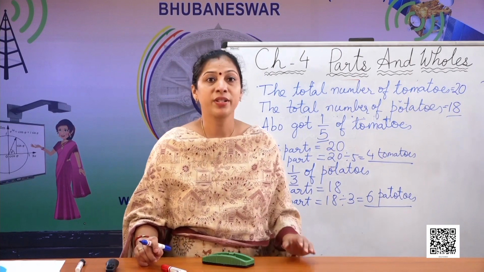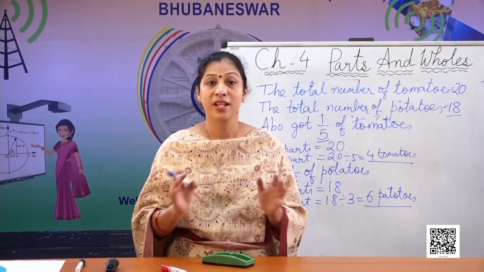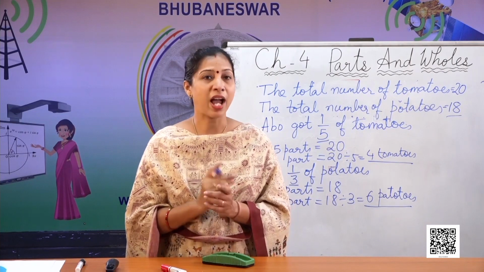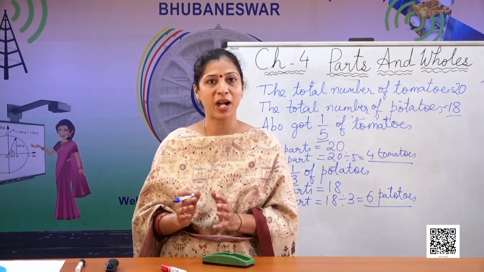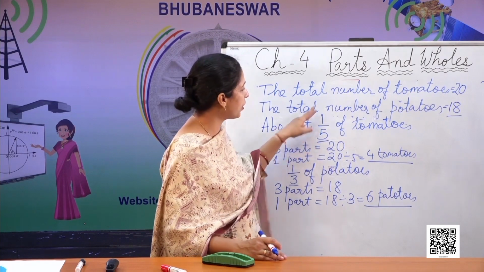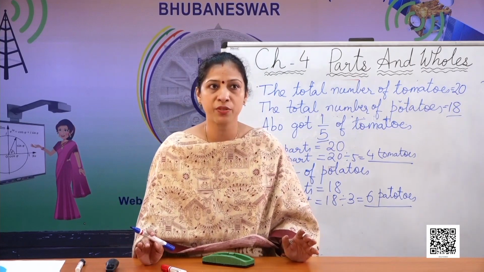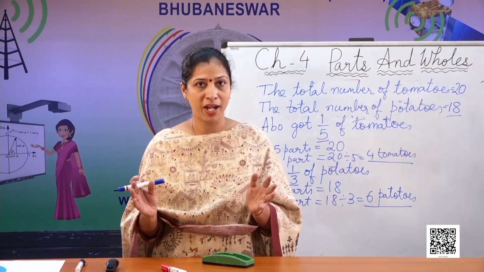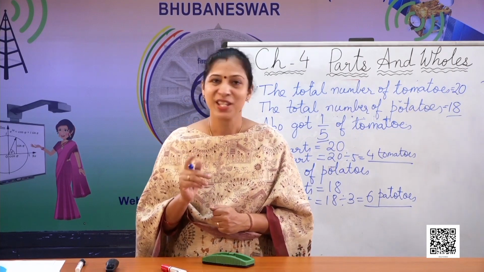Understood, children? So now you have to find out on your own how many tomatoes Srija got and how many potatoes Srija got. I will give you one clue. When we are dividing the whole into parts, you always have to see the bottom part. That is the number of parts from which you are calculating how many parts they have got. So Srija got 2/5 of the tomatoes. That means you are going to divide the tomatoes into 5 equal parts, out of which you will find 2 parts. Got it? You can do it.